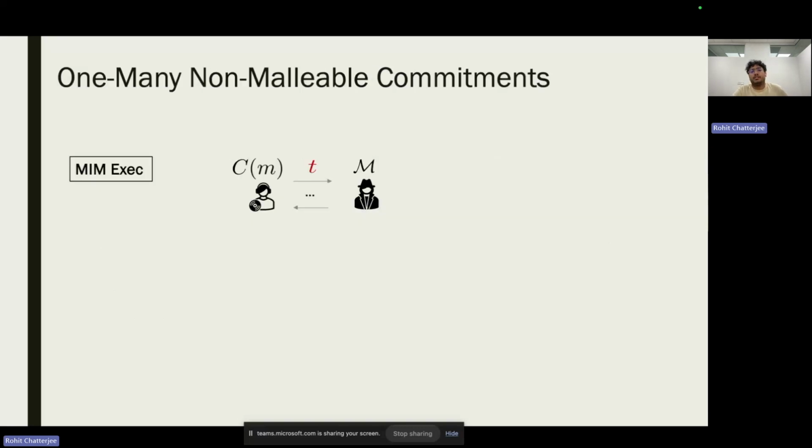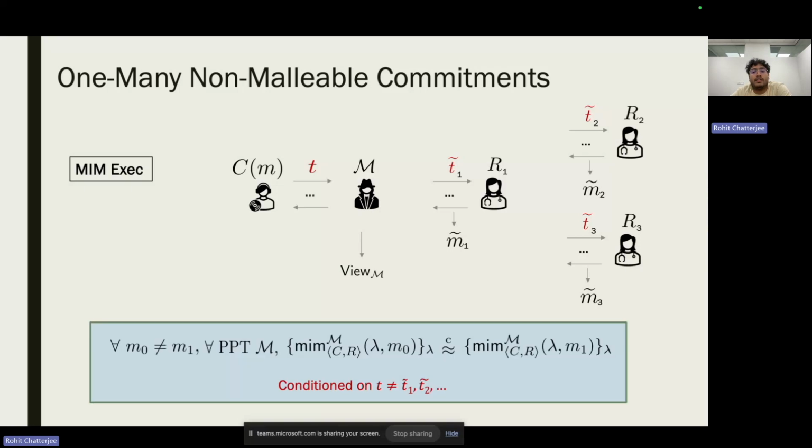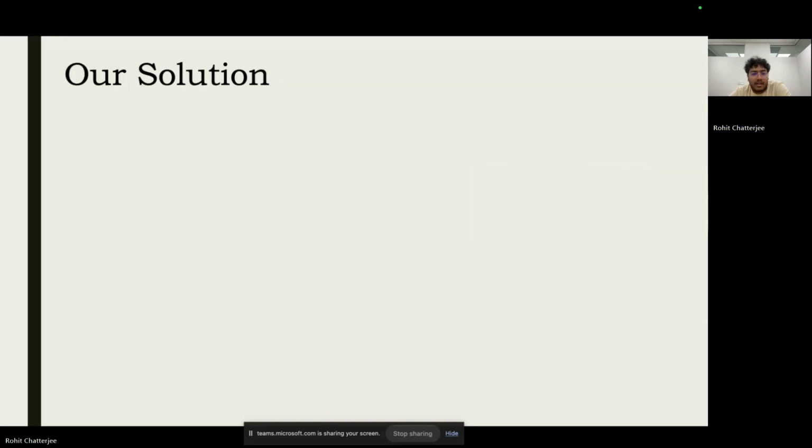And just a couple of quick words about one-many non-malleable commitments, because I'm running out of time. This considers the setting where there's not just one write session, but multiple ones with different receivers. This becomes important in MPC because you're usually sending messages to multiple recipients. And everything is analogous to the standard non-malleable case, except you have different parties on the right.